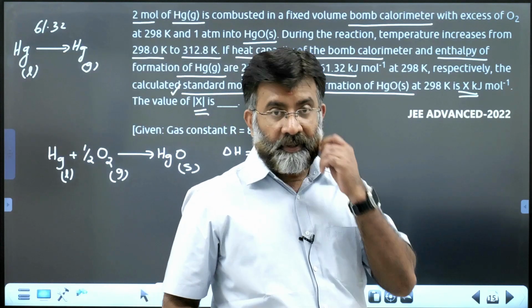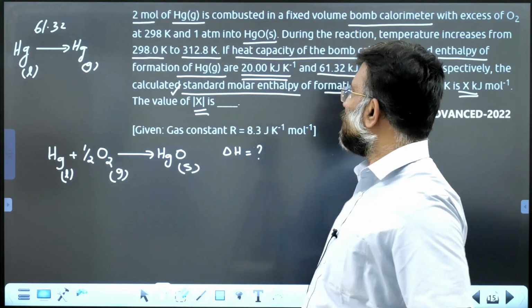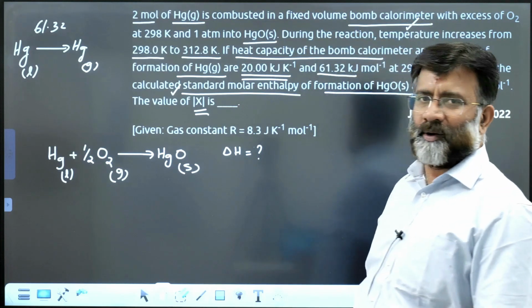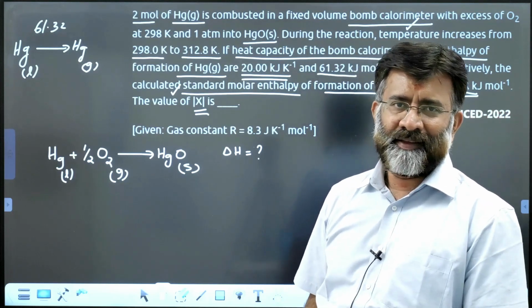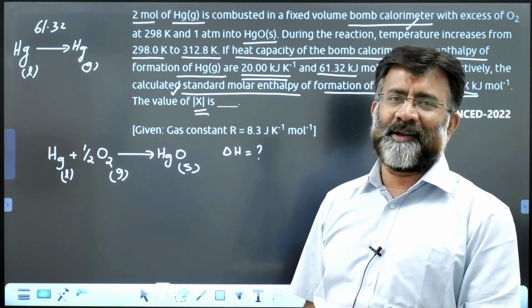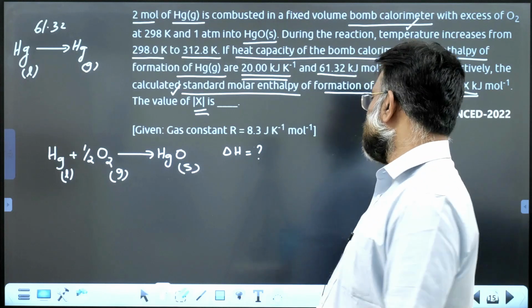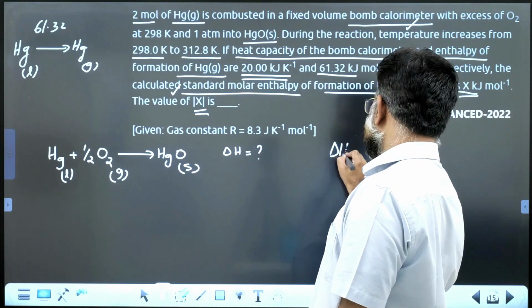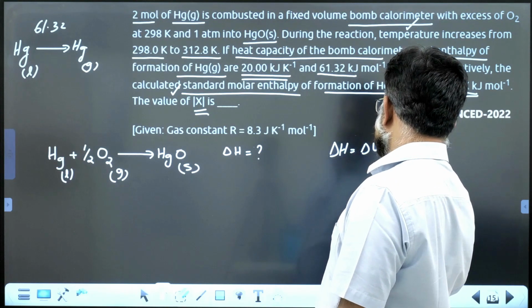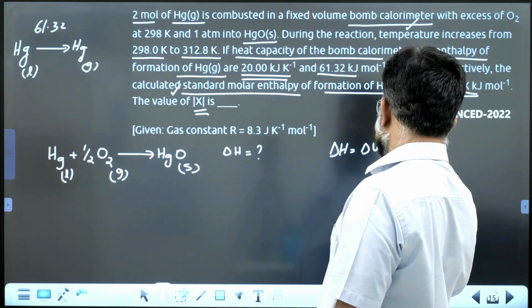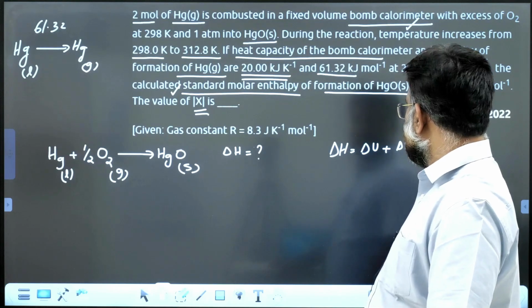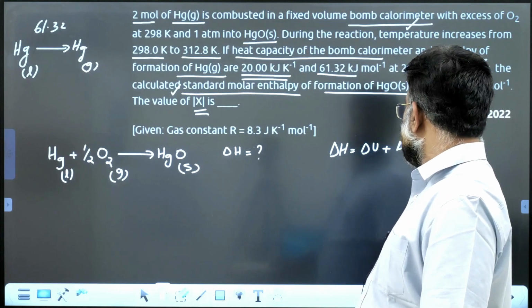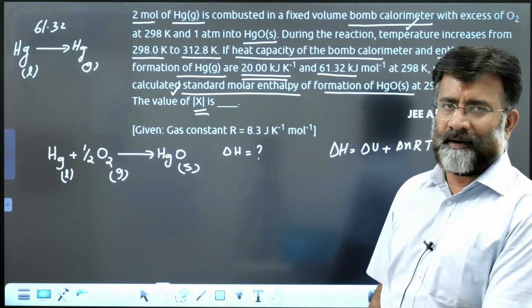But that cannot be straightly calculated as the experiment is conducted in a bomb calorimeter. You are able to find out delta U. So from delta U, you can find out delta H, isn't it? So what is the formula? Delta H equal to delta U plus delta nRT.